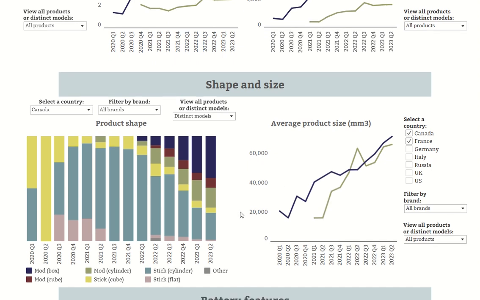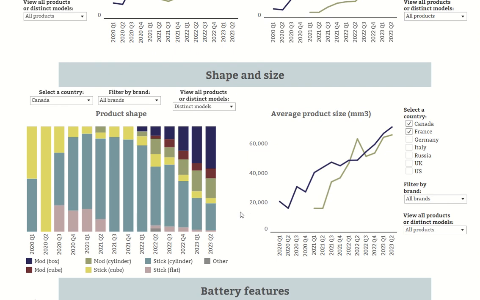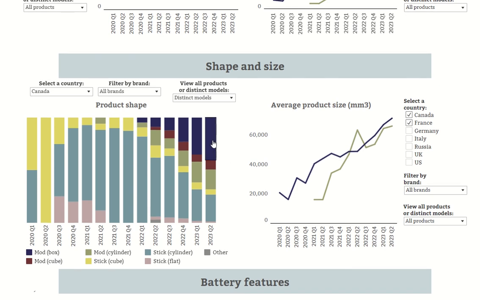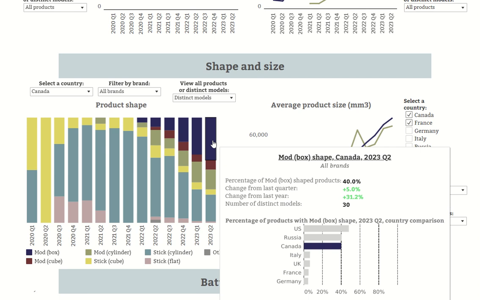But for the product shape, users can select a country. For instance, Canada is selected now, and look at the differences in terms of product shape over time in that country. If a user wants to compare a specific shape in a given quarter across countries, they can just hover over the desired shape, so mod box in this case, and in the tooltip we can see a country comparison of the percentage of mod box products in Q2 2023.